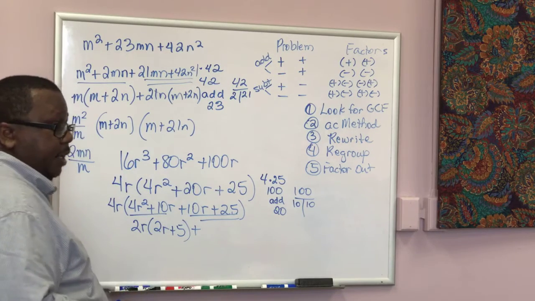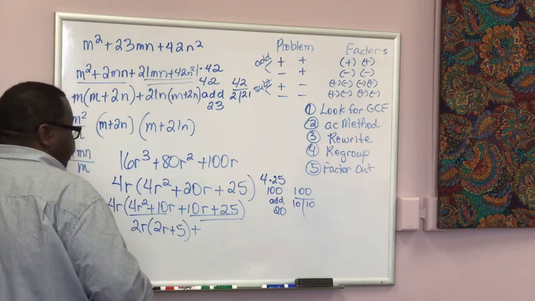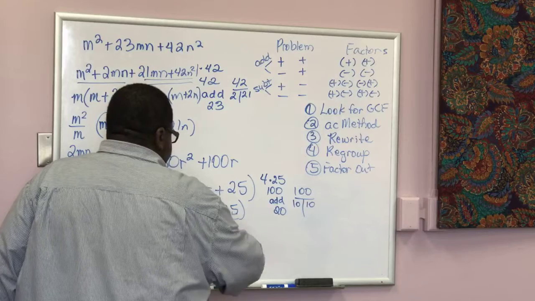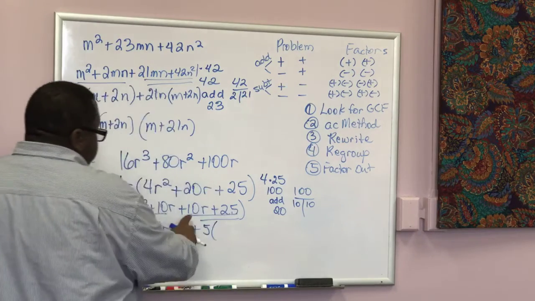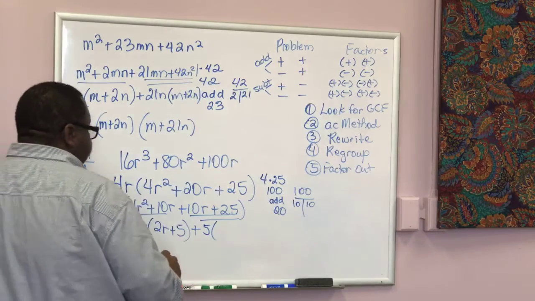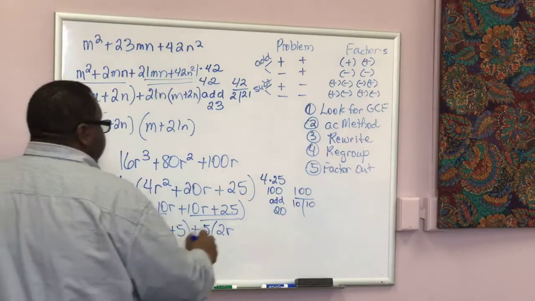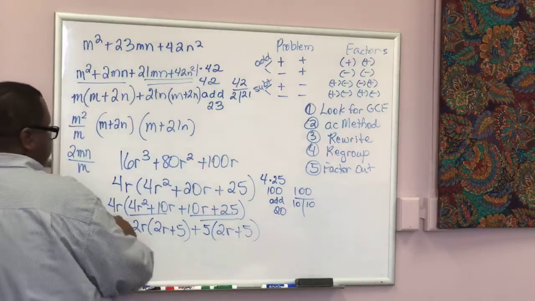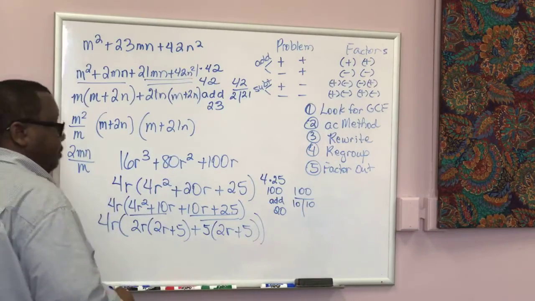Okay? Now go to the next set. What do 10 and 25 have in common? 5. Do they have any variables in common? No, they're not sharing anything at all. So now let's divide. What's 10R divided by 5? 2R. And what's 25 divided by 5? 5. All right. And since we had that on the outside, no parentheses, bring that down.